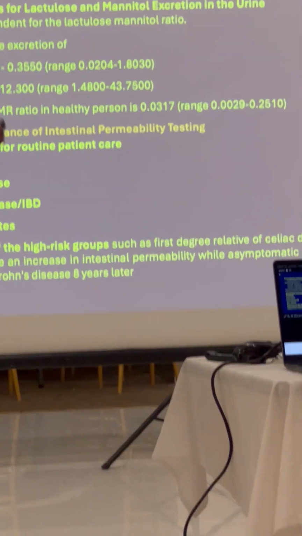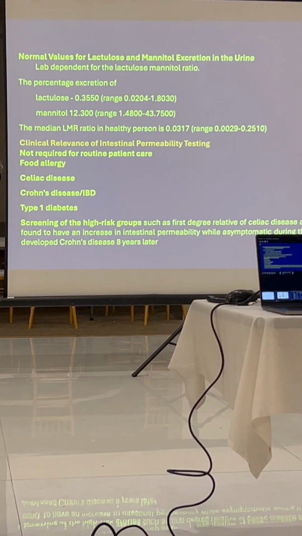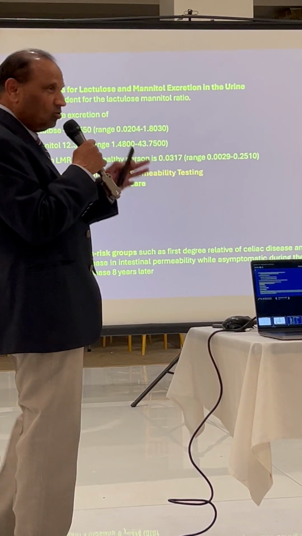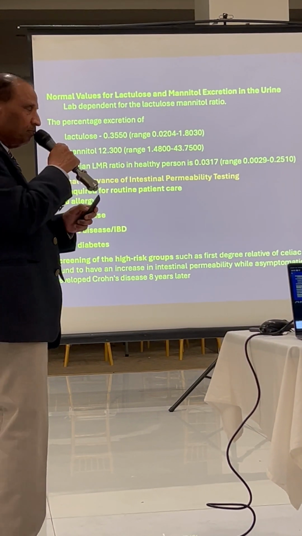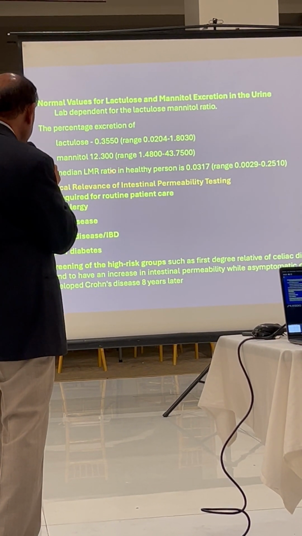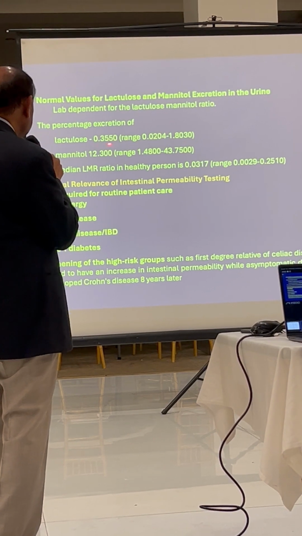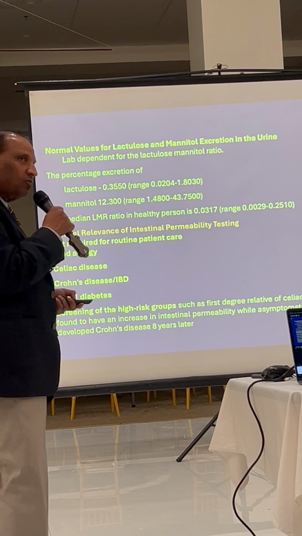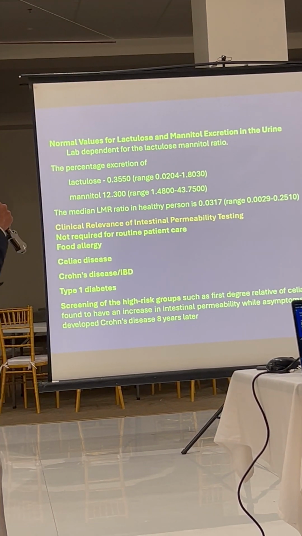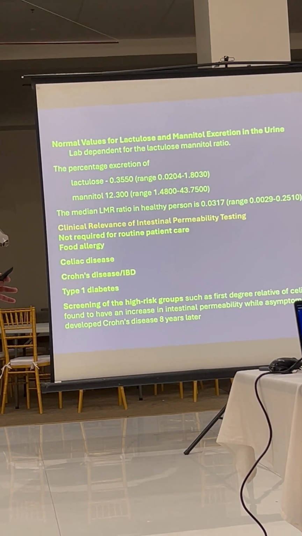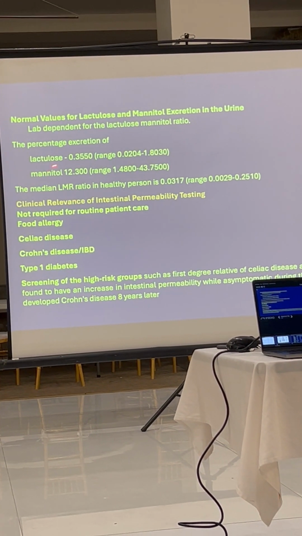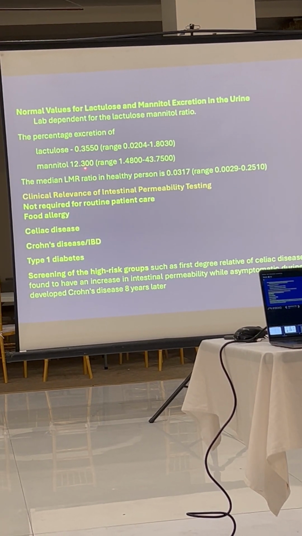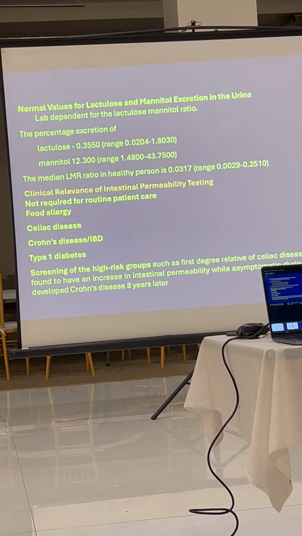So there are, other than mannitol, other things people use. The normal value depends on the lab, so you have to look at the reference range of that particular lab. Normal lactulose percentage excretion is 0.35. It means only this percentage of the actual lactulose gets excreted in the urine, 0.35, an extremely small number. Mannitol, on the other hand, is 12% or so. So you do the ratio of these two, lactulose over mannitol, and normal is less than 0.03.